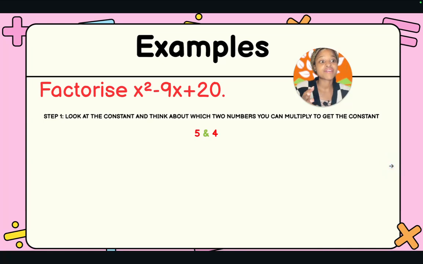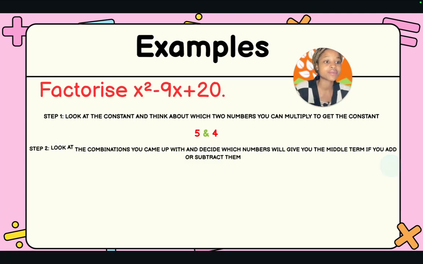So we've got 5 and 4. I didn't list all the numbers, but we have 5 and 4, 20 and 1, 10 and 2, okay? And then we look at the combinations we came up with and decide which numbers will give the middle term if we add or subtract them, okay? I've already given you the answer. It's 5 and 4, because 10 and 2 is not going to give us 9. 20 and 1 is not going to give us this 9. It's only 5 and 4, okay?